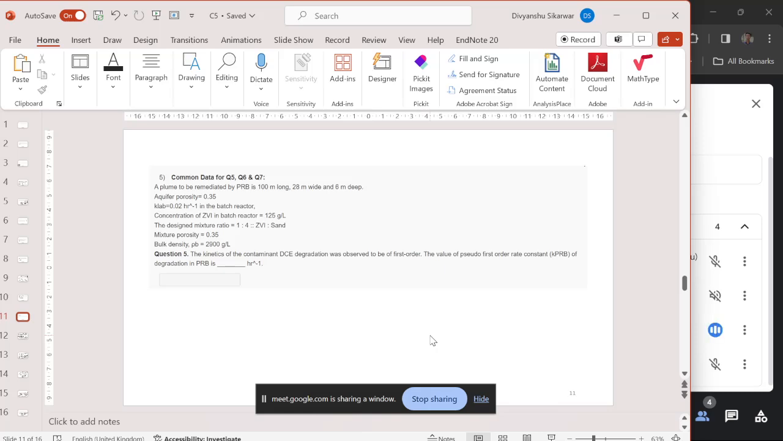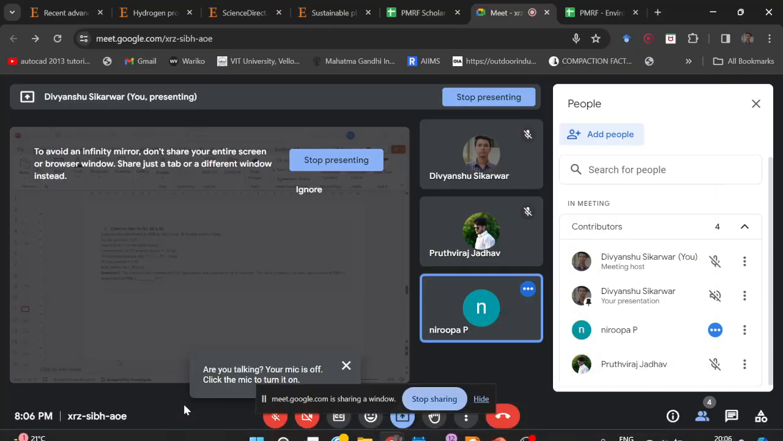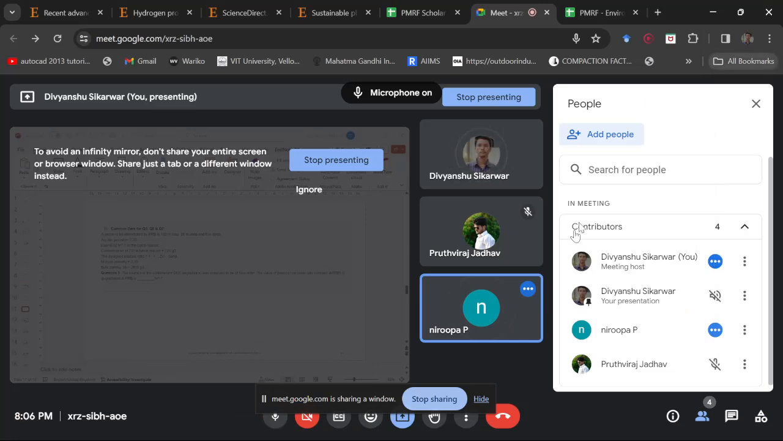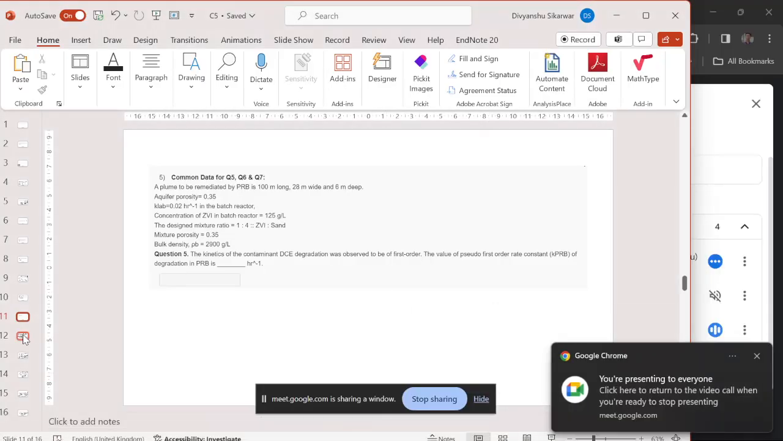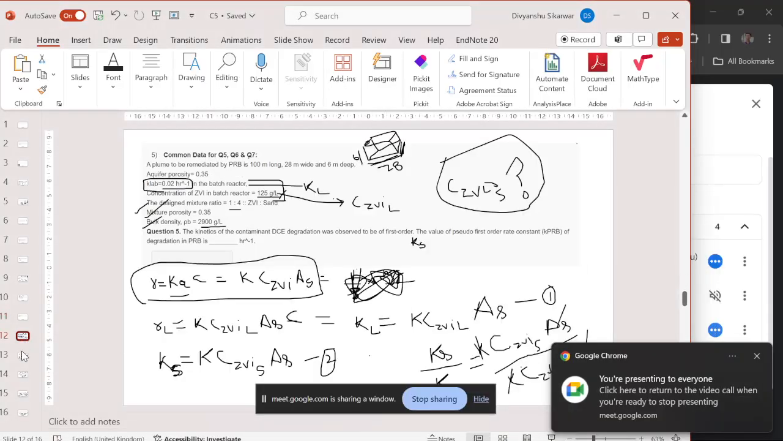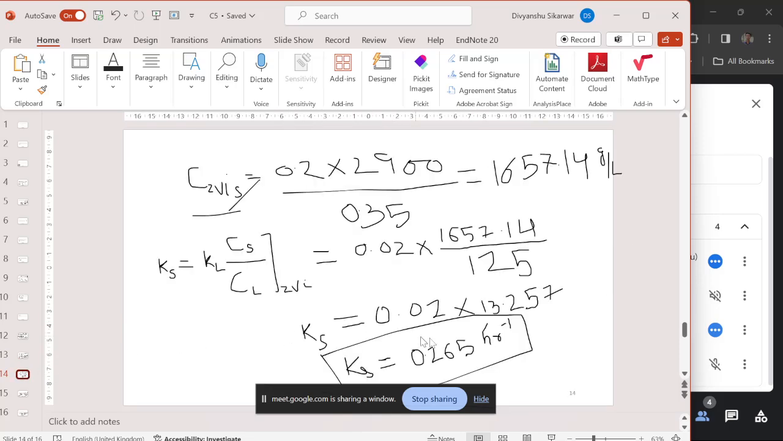So it's 0.197 R inverse. Excuse me, sir. Sorry. 0.197 power inverse. 197 meters per minute. K value is 0.6265 R inverse.